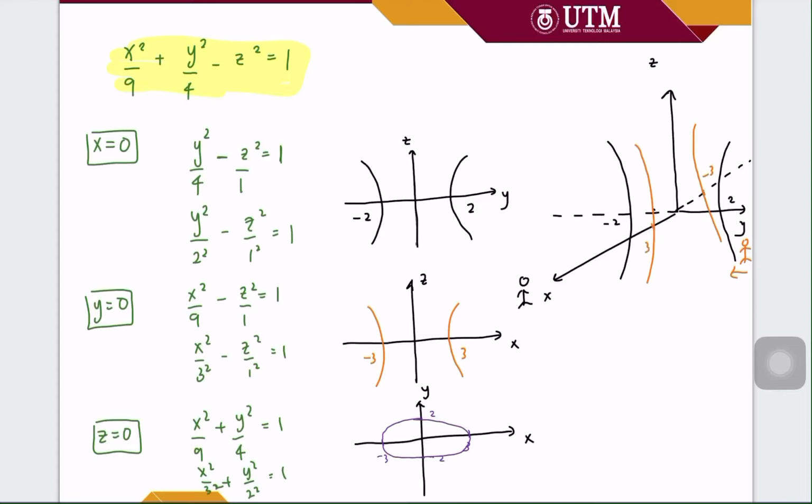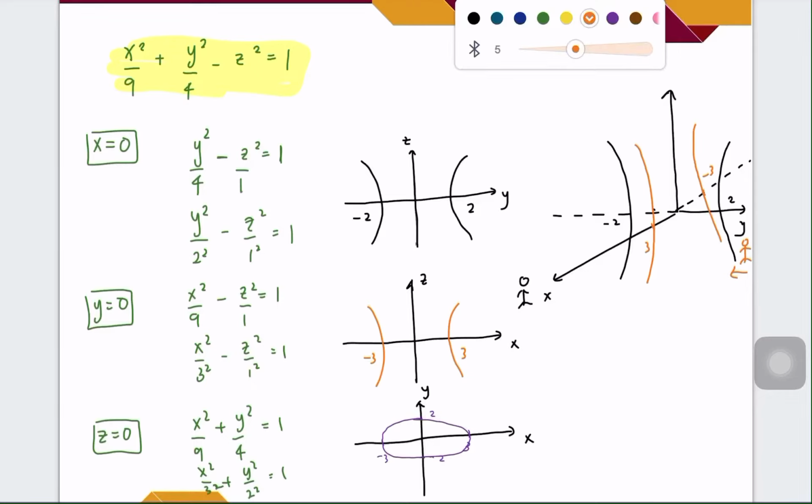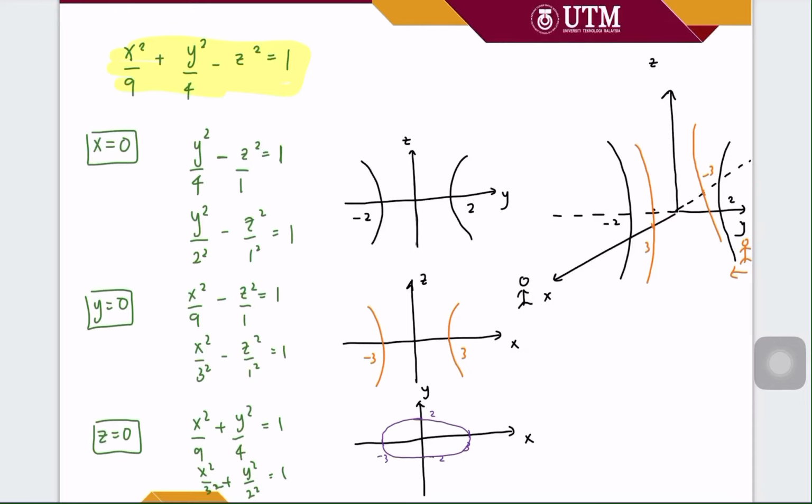Now for z equal to 0. You can see it is on the floor. You are here, and you're looking down. So it is for x is 3, and then it is minus 3. At y you have 2, and you have minus 2.